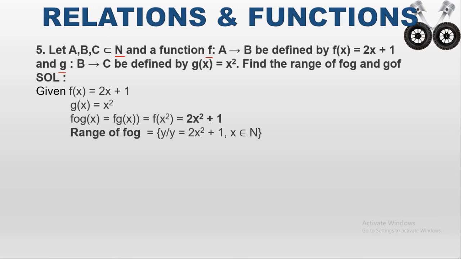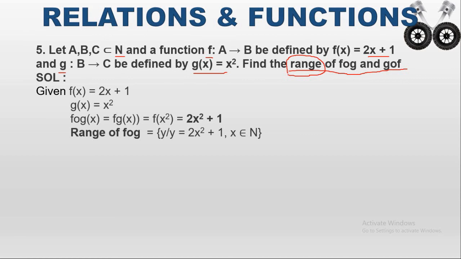So that the functions f and g are composite functions, and the value of f of x is defined as 2x plus 1, and the value for g of x is defined as x square. So for that we have to find the range of f composition g and g composition f. So before finding the range, first you have to find the value for f composition g and g composition f. For that you will write the range. So for finding the range, here we are going to use the set builder method.